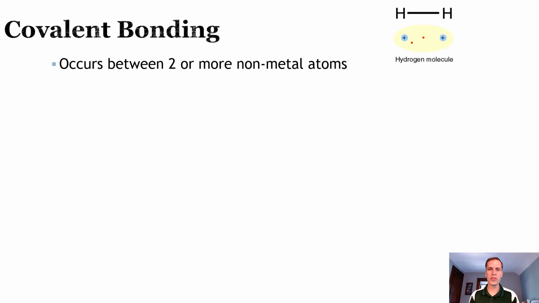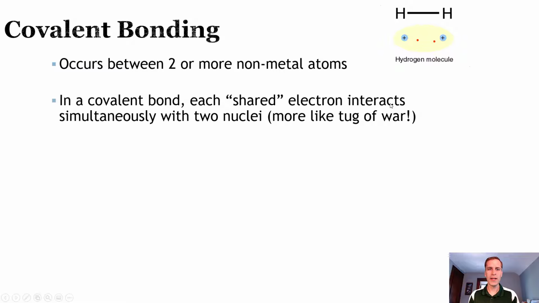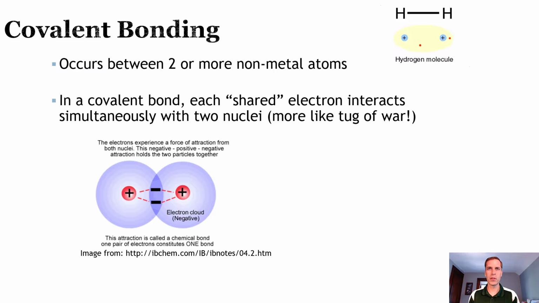And that occurs between two or more nonmetal atoms, right? And so here we have our two little hydrogens coming together, and those electrons, we know that they're kind of bouncing around, they're in random spots, but they'll come together and they'll essentially share electrons, and we often represent that with a line to indicate that there's a bond. And in these covalent bonds, the electrons are really being shared simultaneously with two nuclei, but it's actually probably more like a bit of a tug of war.